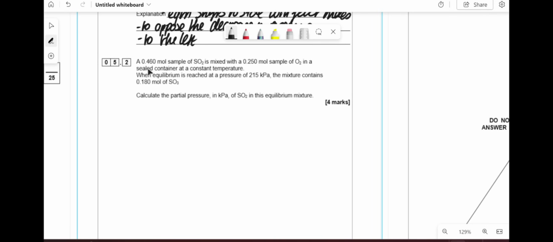Okay, so a 0.460 mole sample of SO2 is mixed with a 0.25 mole sample of O2 in a sealed container at constant temperature. When equilibrium is reached at a pressure of 215 kilopascals, the mixture contains this much SO3. Calculate the partial pressure in the equilibrium mixture.